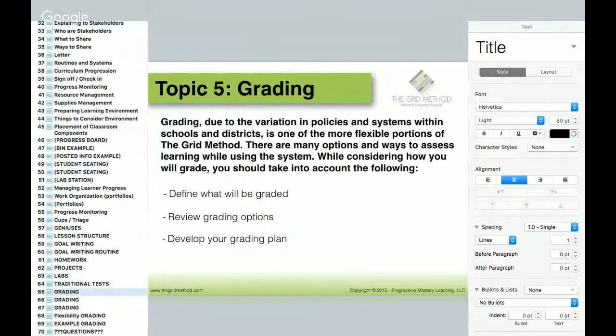So when you're talking about grading, you want to make sure that you're assessing the work that the students are doing and the knowledge that they have, not the tasks that they're completing. For example, you don't want to.